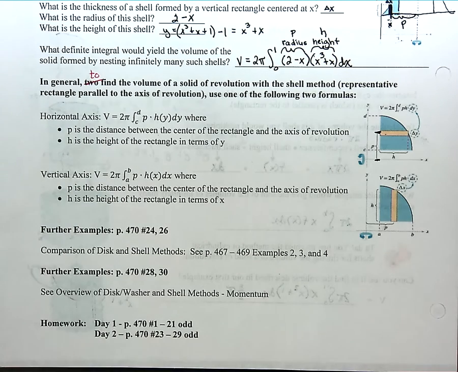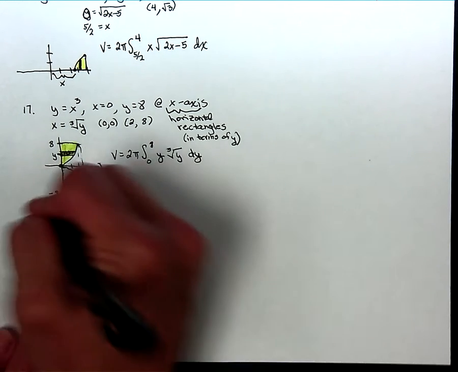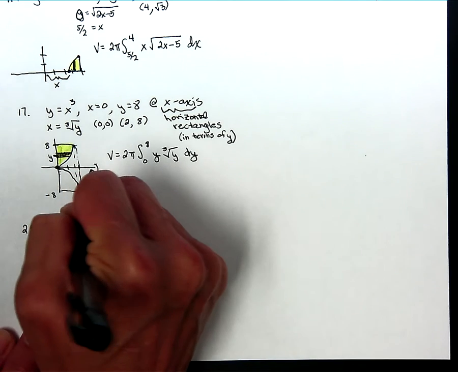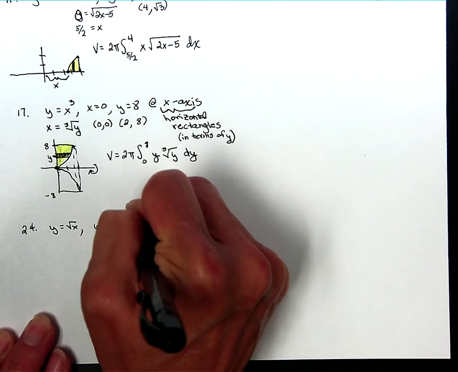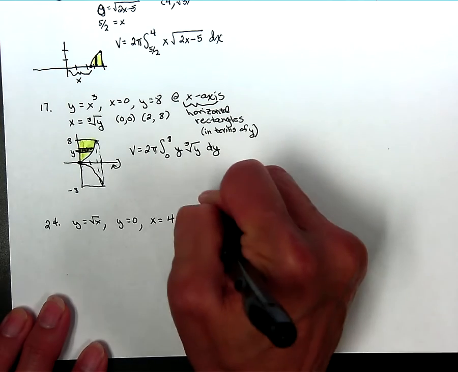All right, let's try some. Number 24. All right. Number 24, we have y is the square root of x, y equals 0, and x equals 4 as the boundaries for our solid, and we're going to rotate about the line x equals 6.